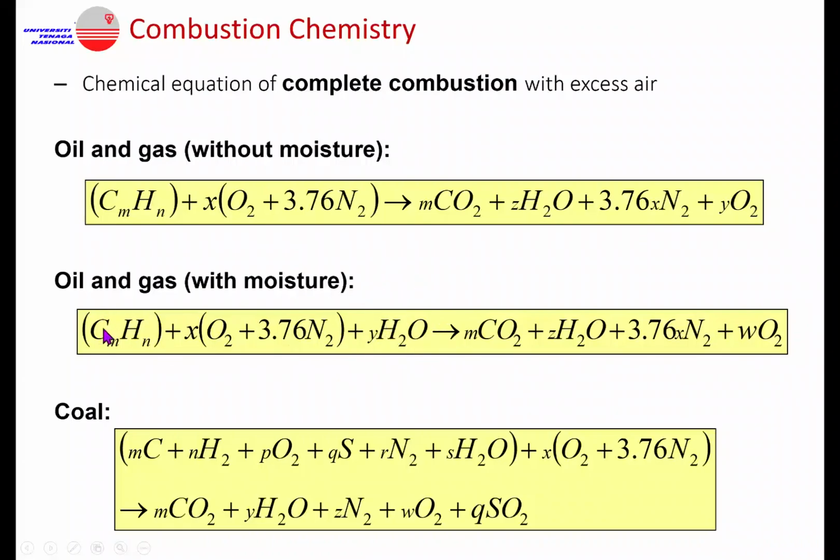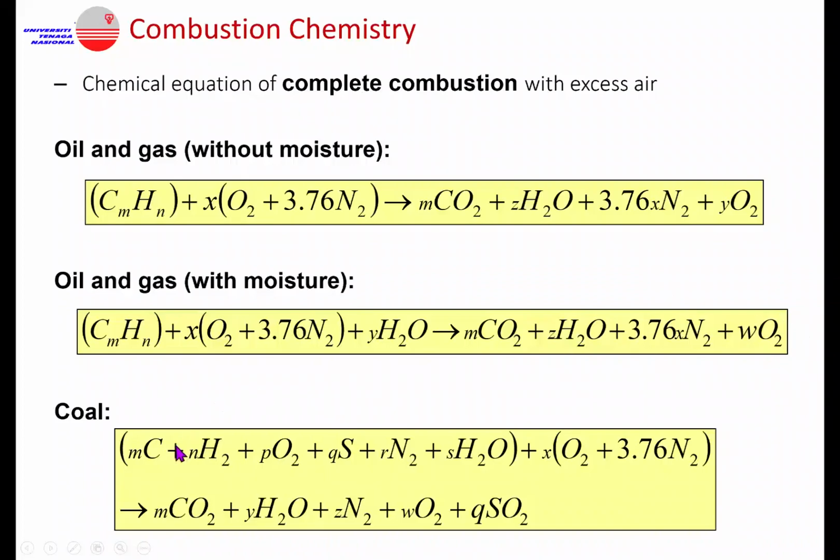So you have carbon based CH fuel, water plus air equals the product of combustion. The hydrogen on the left hand side becomes H2O as well. So at the end of the day, for excess air combustion, we still have 4 components on the right hand side of the equation with additional oxygen.